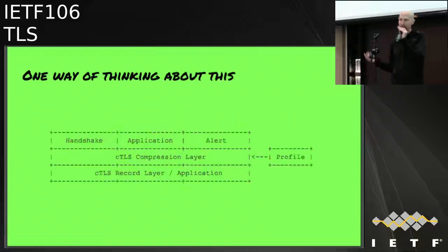So one way of thinking about this, I think also due to Karthik, is that this is like a compression layer between the handshake and the record layer. And so on emission, you compress using the profile as input to tell you what to compress out, and on parsing, you decompress using the profile as input to tell you how to decompress.